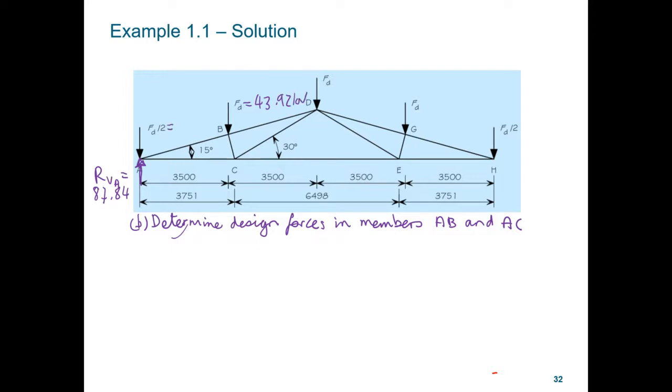Now we know then FD over 2 is obviously half of that, which is 21.96 kilonewtons. So we want to work out what the design forces are in members AB and AC. So what we said is, they're unknown, so we're going to assume that they're in tension. We assume everything's in tension, even though intuitively you should know which is in tension and which is in compression, but we're going to say that they're all in tension. So if they're in tension, we're going to put the arrows facing this way.